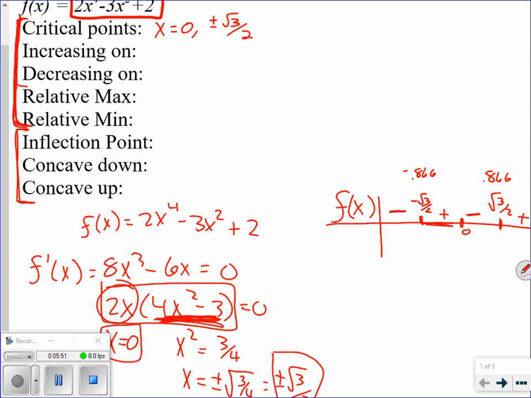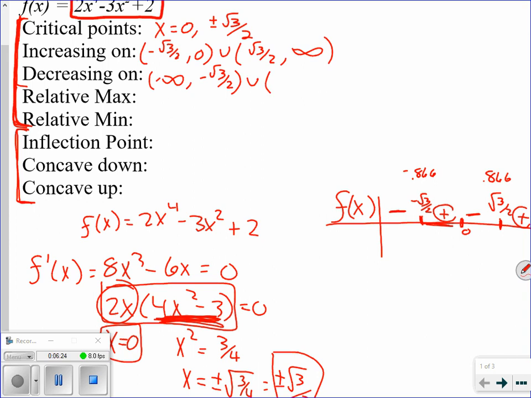All right, now it's increasing on the interval where the derivative is positive, because that means we have a positive slope. So it's increasing from negative root 3 over 2 to 0, and from root 3 over 2 to infinity. That's just where you have the positive values. Okay. And it's decreasing where we have a negative slope, obviously, right? So negative infinity to negative root 3 over 2, and from 0 to root 3 over 2.